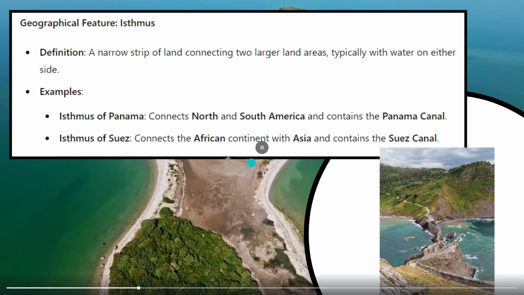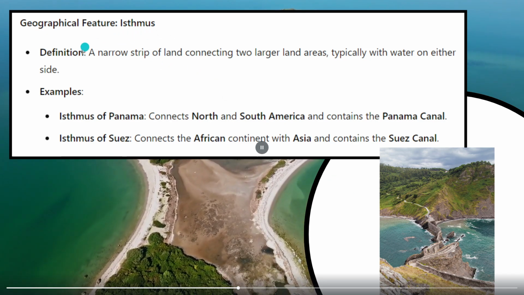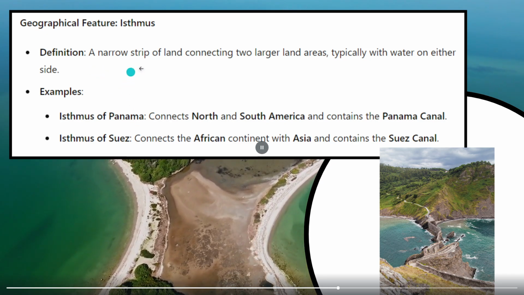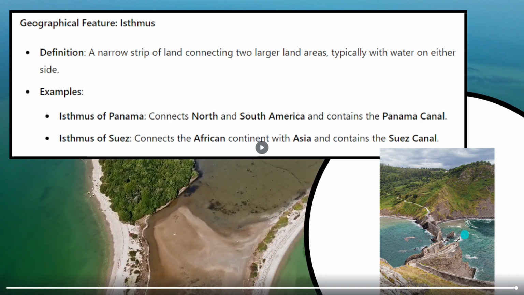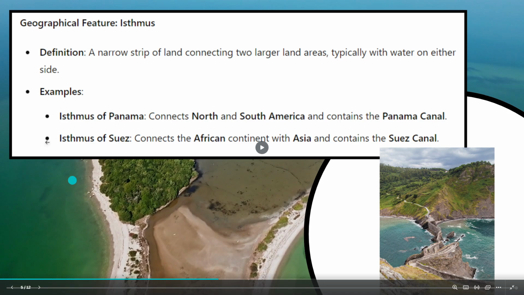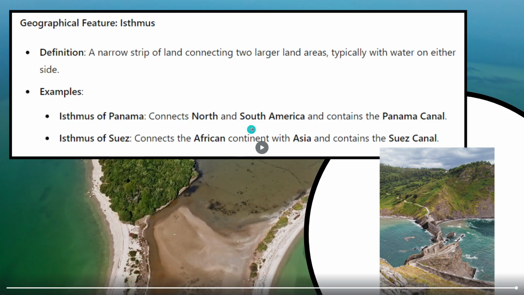One that not everyone may know right off is an isthmus. A definition of an isthmus is that it's a narrow strip of land connecting two larger land areas, typically with water on either side. This picture is a really good illustration of it. There's also the little video kind of running in the background. You can see the water on both sides. Examples would be the Isthmus of Panama, which connects North and South America and contains the Panama Canal. Remember words in bold, important ones to know for your notes. And the Isthmus of Suez connects the African continent with Asia and contains the Suez Canal. Look these up separately.